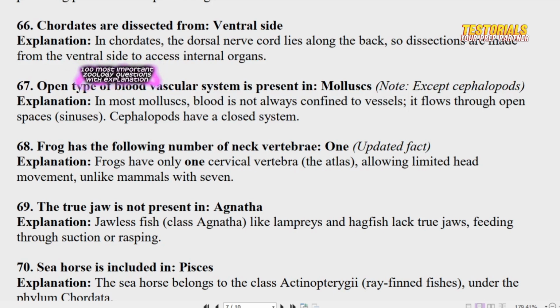67. Open type of blood vascular system is present in mollusks, except cephalopods. Explanation: in most mollusks, blood is not always confined to vessels. It flows through open spaces, sinuses. Cephalopods have a closed system.